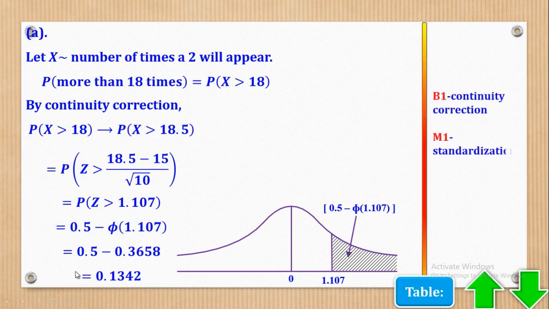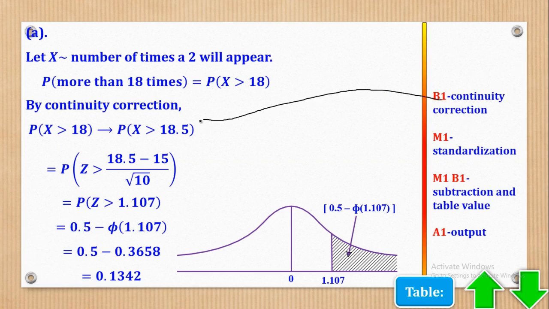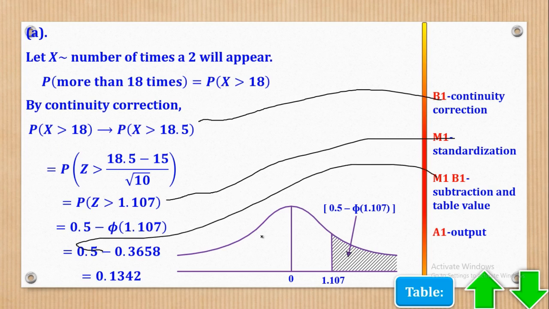Now let's see how the marks can be awarded before we go to the next part. B1 for continuity correction, M1 for standardizing, this M1 for subtraction here, this B1 for the table value here, and A1 for the output.